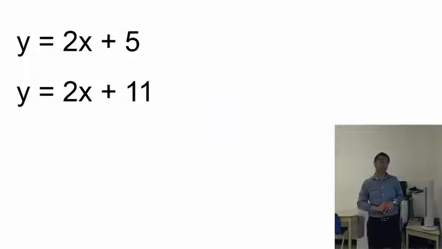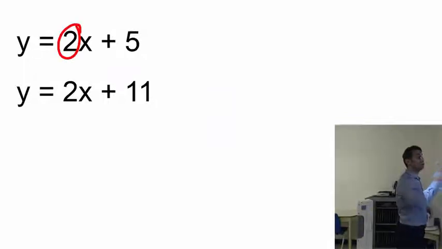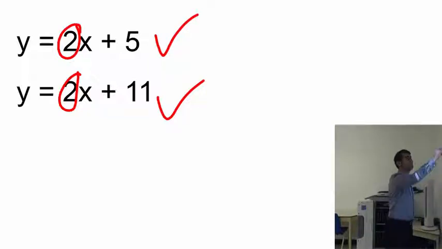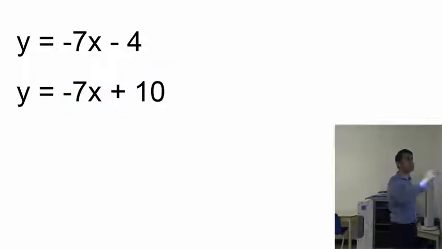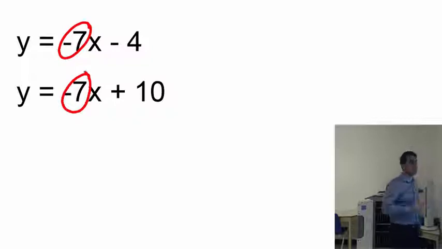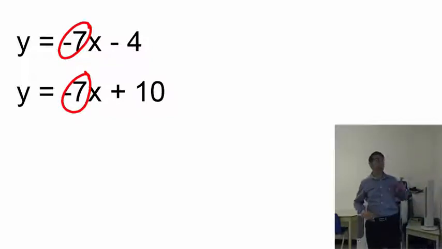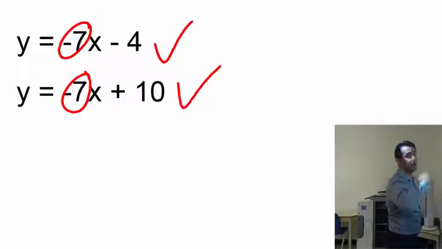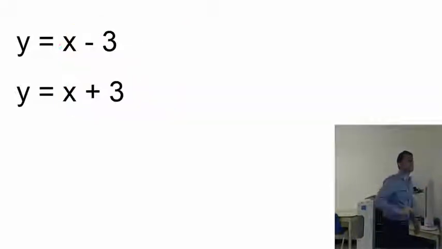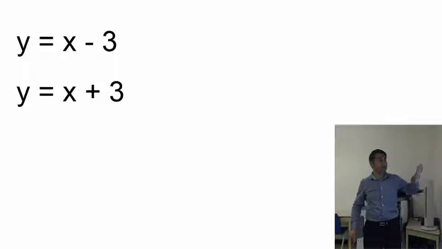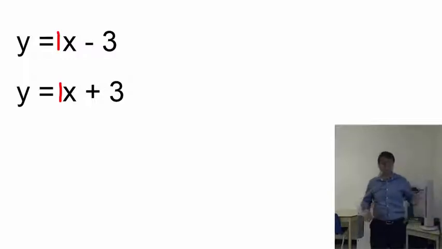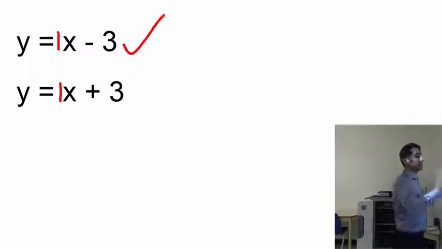So looking at this, I see in front of x it's 2 and 2. Yes, they are parallel lines. Next, I see minus 7 and minus 7. They are negative numbers, but it's exactly the same two numbers. These two lines are parallel lines. How about the next? I see no number here, no number there, meaning in front of the x the slope is just 1, but they are the same, so parallel lines.